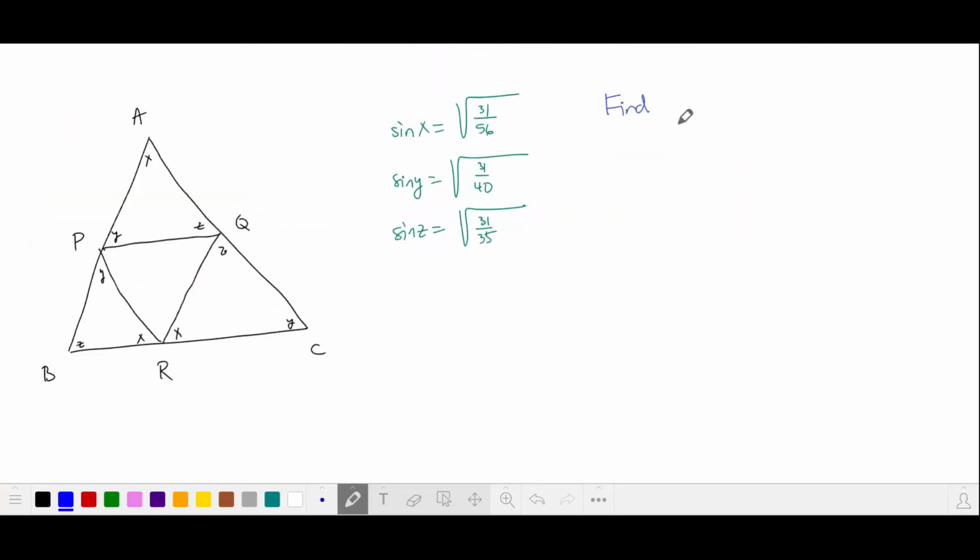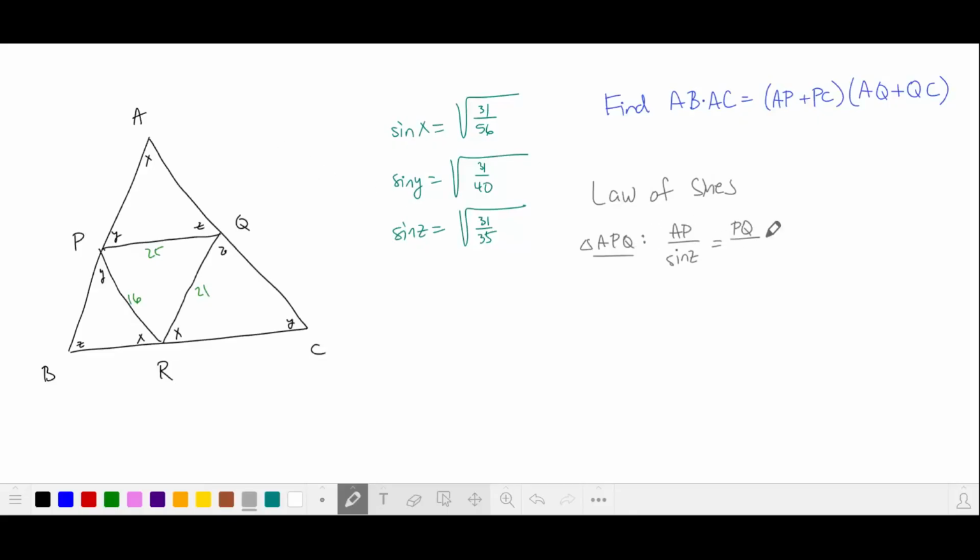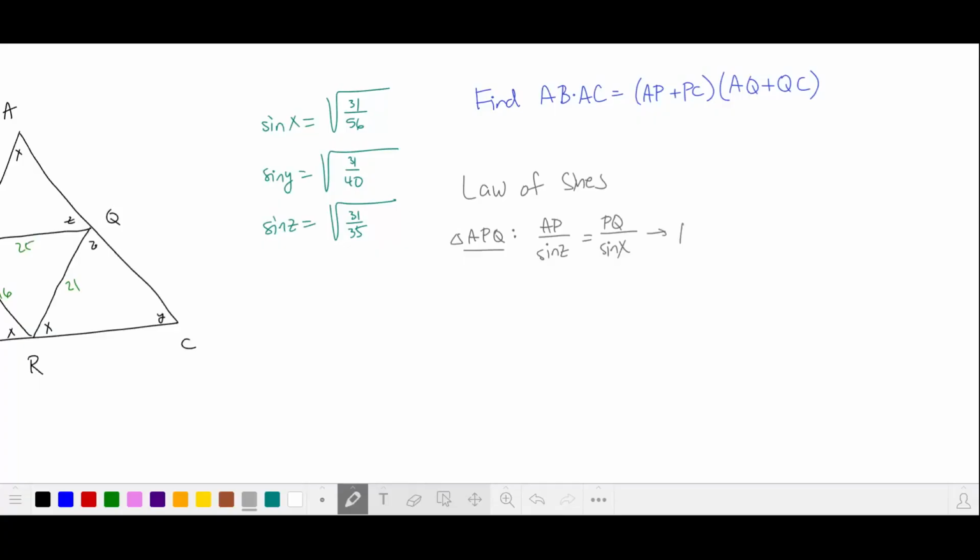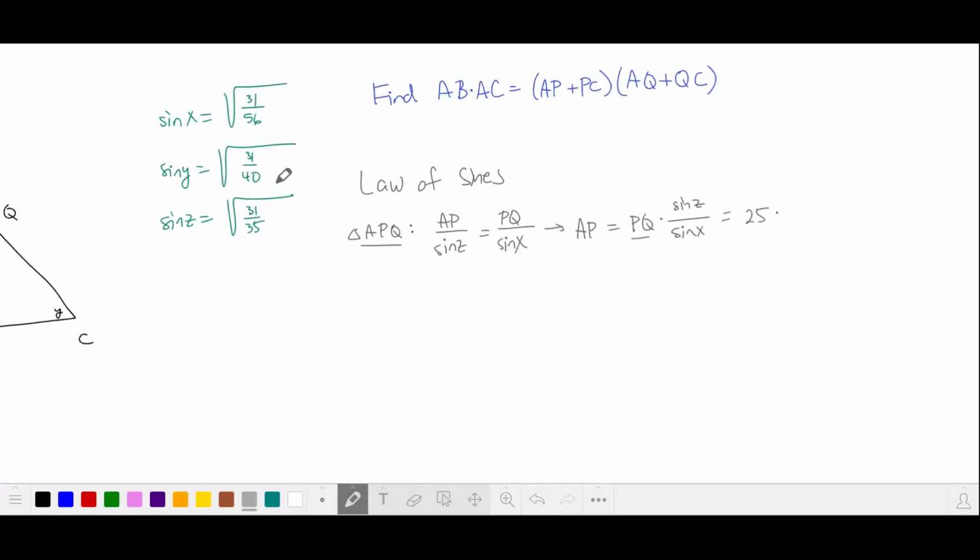In the problem, we're asked to find the product of AB and AC. We'll replace AB with AP plus PC and AC with AQ plus QC. And then we'll find all of these lengths. We'll do that using law of sines. In triangle APQ, on top, we have AP over sine of z is PQ over sine of x. And we'll solve for AP. This is 25. Sine of z over sine of x, the 31s are going to cancel. We'll have 56 over 35 here. And this will simplify to 10 root 10.